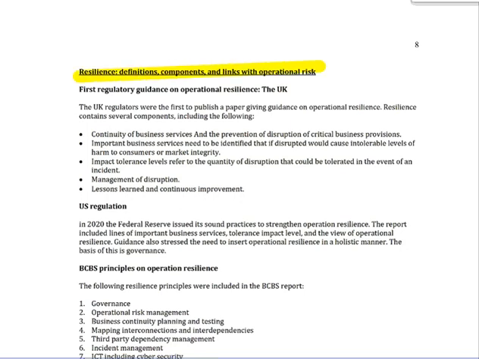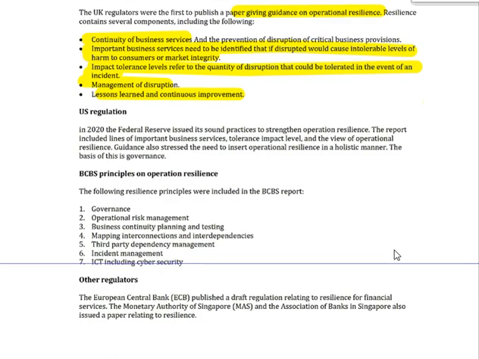Resilience, what is that? The first regulatory guidance on resilience came from the UK, and they were the first people to publish a paper giving guidance on operational resilience, and they said, what exactly is this thing called resilience? Continuity of business services. Important business services need to be identified. Let's talk about resilience: that if disrupted would cause intolerable levels of harm to consumers or market integrity. Impact tolerance levels refer to the quantity of disruption that could be tolerated. In other words, how much could we bear without anything going completely south? Management of this disruption, lessons learned, and continuous improvement. So these are some of the points that we look at when we look at this concept called resilience.